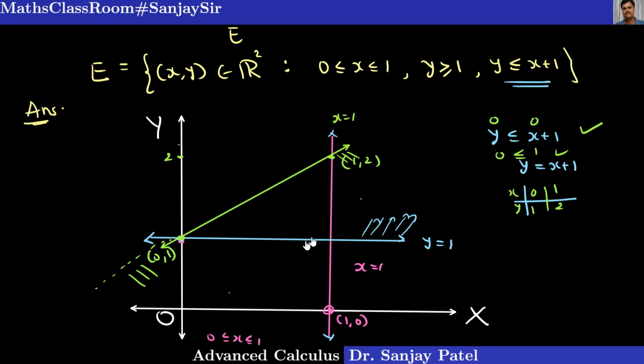So the common region, or you can say the feasible region of integration, is the triangle enclosed between these 3 lines. One is y is equal to x plus 1, another is y is equal to 1, and the line x equal to 1, which is clearly a right angle triangle. Now you want to integrate this. Remember, y is greater than or equal to 1, so this portion is not there. Our region of integration is only this region, and this is our region of integration E.